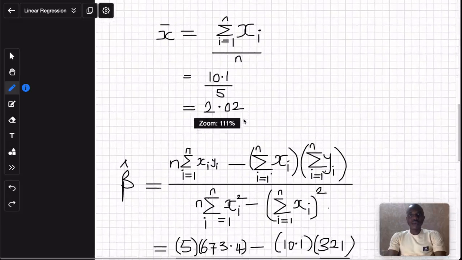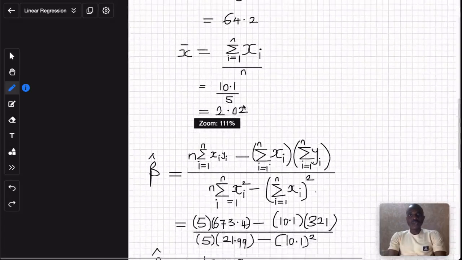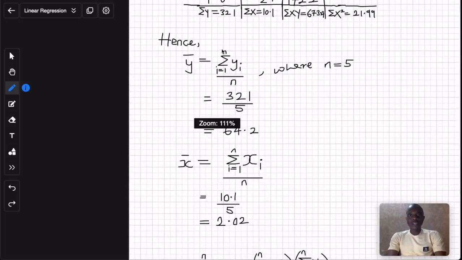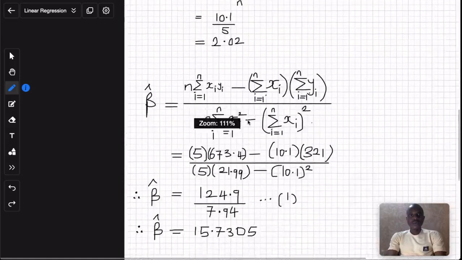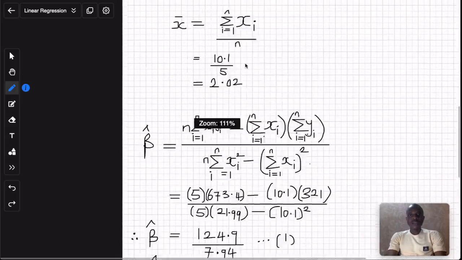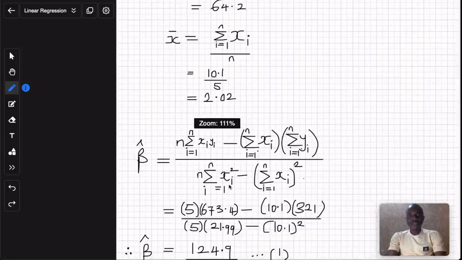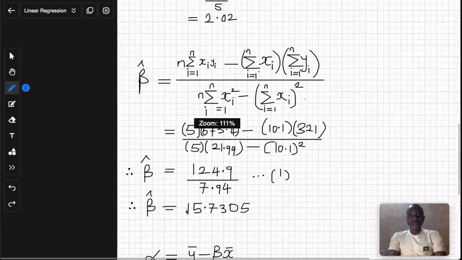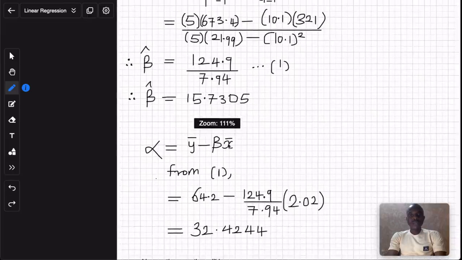Then we look for x bar. X bar, we get it to be 10.1 divided by 5. That will be 2.02. You already know we have summation xi and summation xy from this place. All right. Now we go on to look for our beta, substituting all the values that we obtained here into this equation. Substituting correctly, we will end up getting 15.7305.